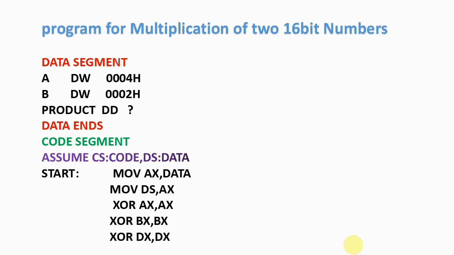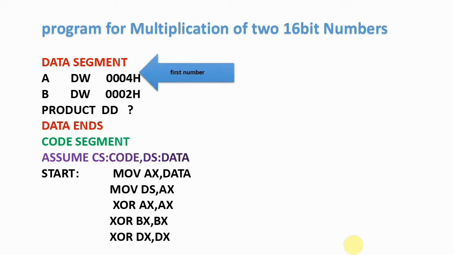Today the topic is program for multiplication of two 16-bit numbers. How you multiply two 16-bit numbers is take two numbers A and B. So I have taken number A 0004, B 0002. For storing the result we have taken another memory operand, that is product. So when you multiply two words, that will give a double word. So I have declared product as double word. So I have used that assembler directive DD.